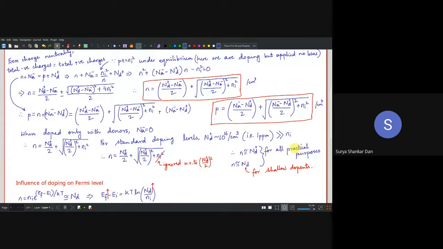And specifically for shallow dopants, we know that whatever amount we had doped the material with, the same amount of free electrons or holes it has generated. So specifically for shallow dopants, n will be equal to Nd. Then what will be the value of p? Clearly p will be equal to Ni squared by Nd. Makes sense?